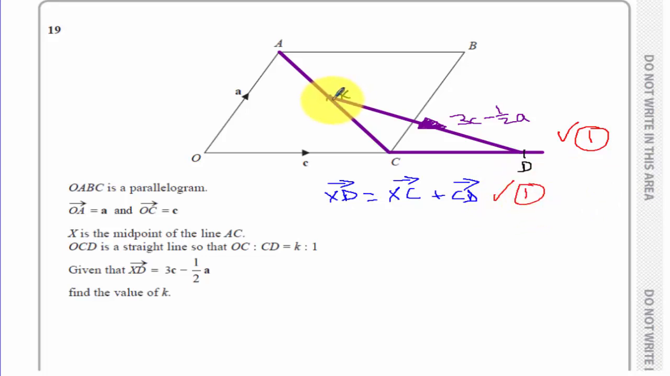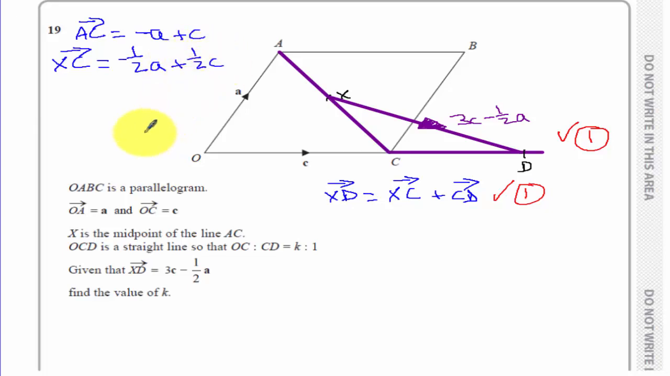So if I can work out X to C, then I'm going to make a big jump in answering this question. I know A to C is minus A plus C. X is the midpoint, so to work out X to C, I just have to half. So I'll have minus a half A plus a half C.